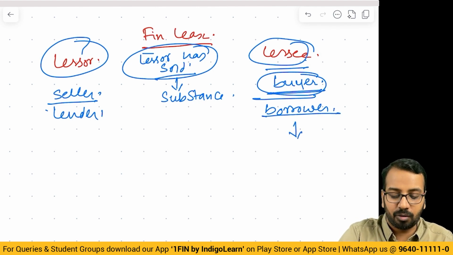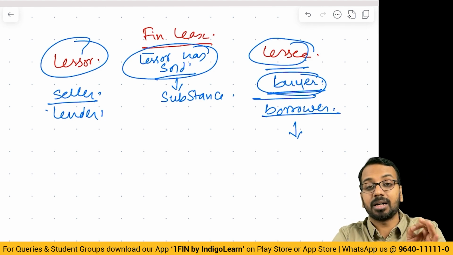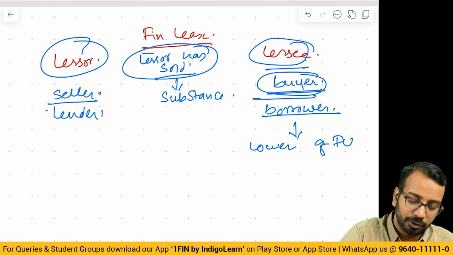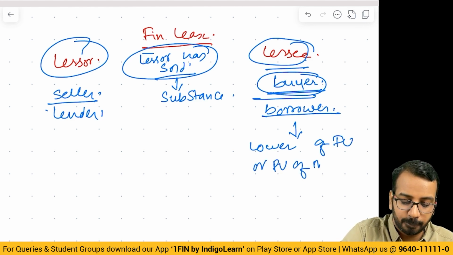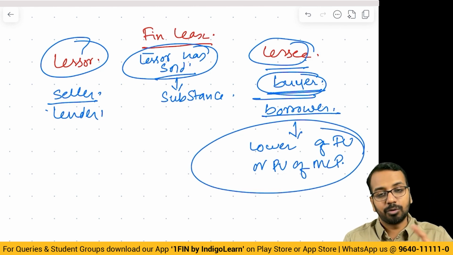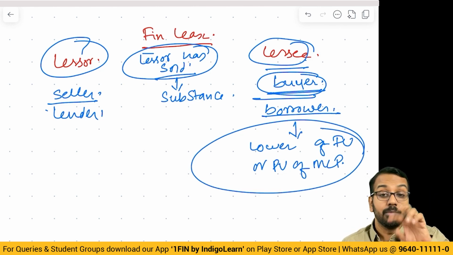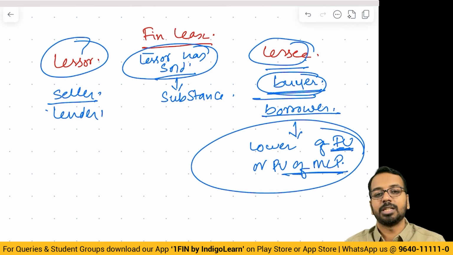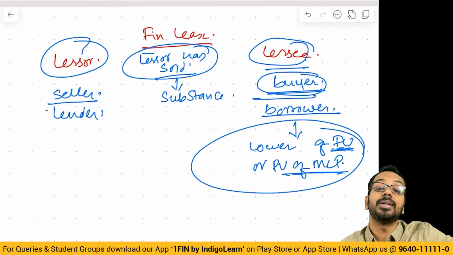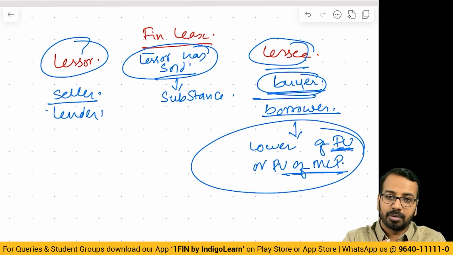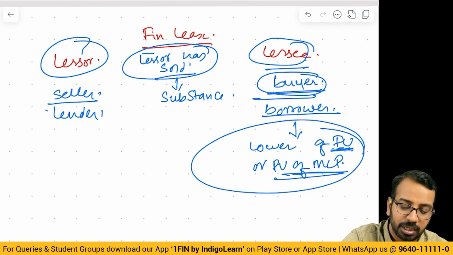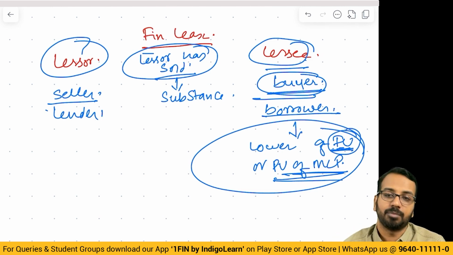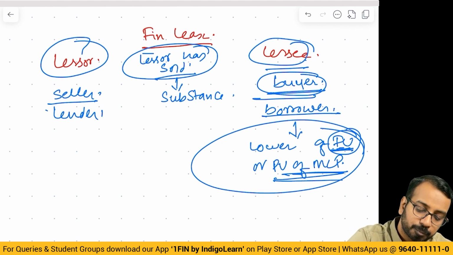Now lessee will account for the asset under the finance lease at a value of lower of fair value or present value of minimum lease payment. Okay. Now in most of the cases, as far as the examinations are concerned, the fair value and present value of minimum lease payment will be the same, because the rate is determined using the fair value, so ultimately you will get the same amount, right? Very unlikely case that the fair value is lower than the present value of minimum lease payment. Okay, so this is the one.